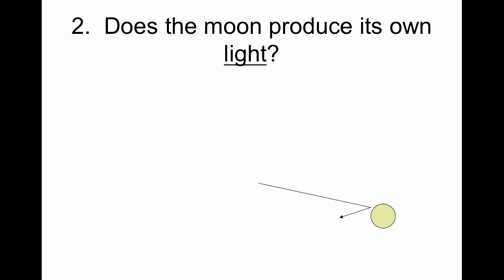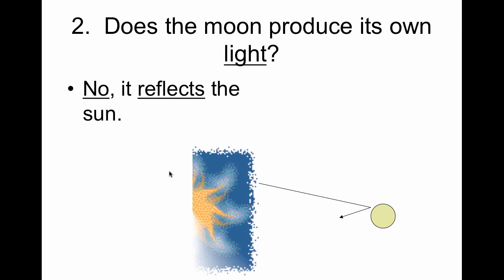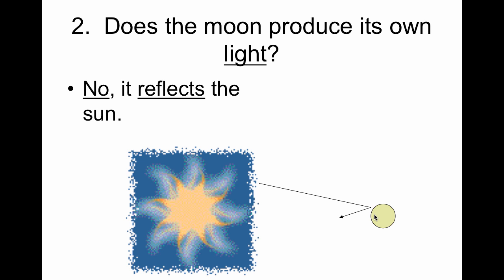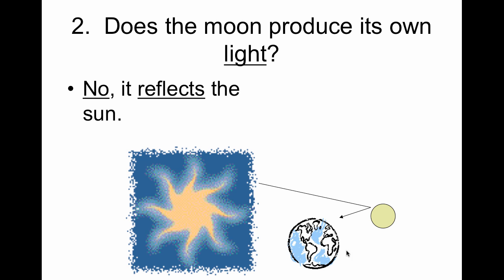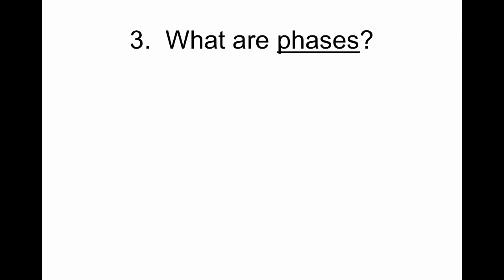So does the moon produce its own light? It doesn't. The moon actually reflects light from the sun. The sun's rays shine on the moon's surface, and the moon's surface reflects it back, and we see that reflection on the Earth. In this case, the moon is on this side, the Earth is here, and the sun is over here, so we see a full moon. Nothing else in our solar system produces its own light. The other planets and the moon reflect the sun's light.